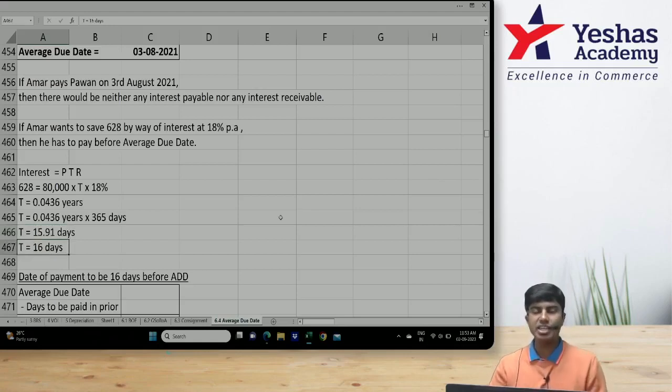We should pay 16 days before 3rd of August. We should pay 16 days before. That goes back into July month. In July month, how many days are there? 31. 31 minus 13, 18th of July.